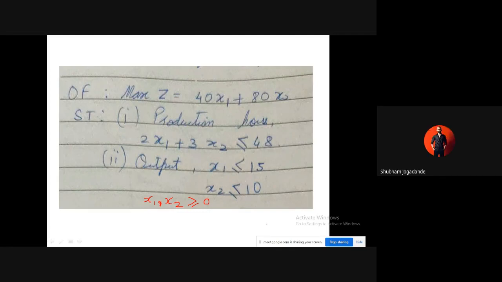Sir, but in equation 2, x2 is not provided, sir. Then how can we get the point y, sir? That's what I was asking, I was waiting for this question only. So how to solve this? I hope you got the x1, the first one, production hours. I think you have got 2 points here.